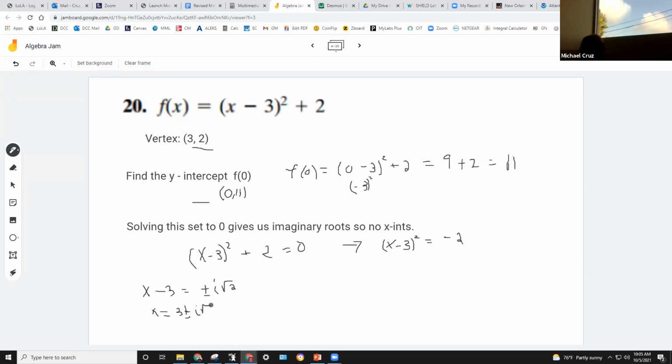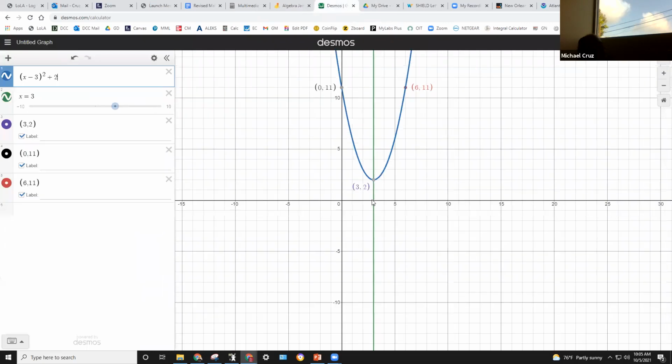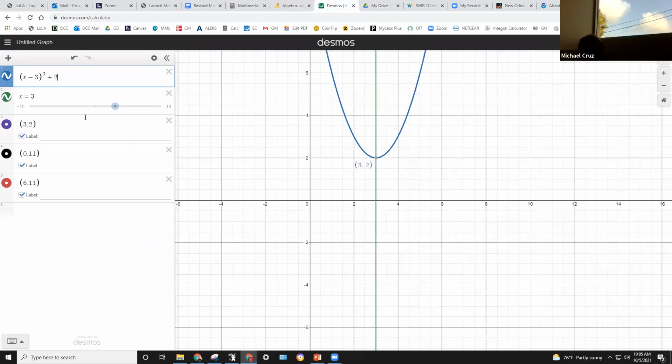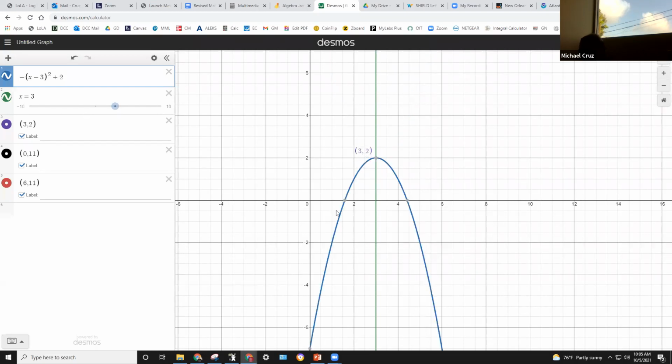You have all the rest of the things. You'll still have a vertex. You'll still have a y-intercept, but you won't have the x crossing. So let's see something. Let me just try one thing real quick and see if this is something that might be helpful.